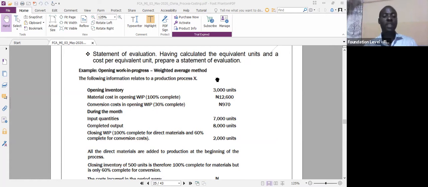The closing inventory of 500 units. So closing inventory of 500 units is therefore, okay, let's look at the closing inventory. How do we have the closing inventory? We have 3,000 units plus 7,000 is 10.